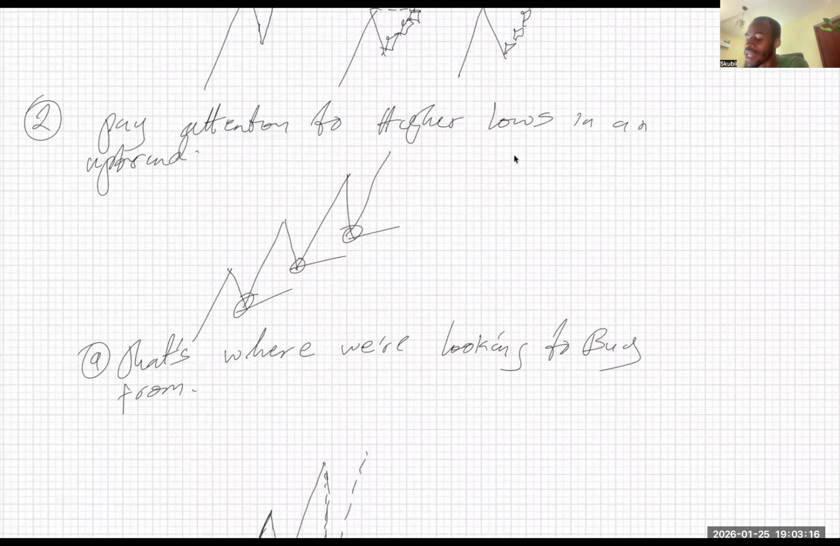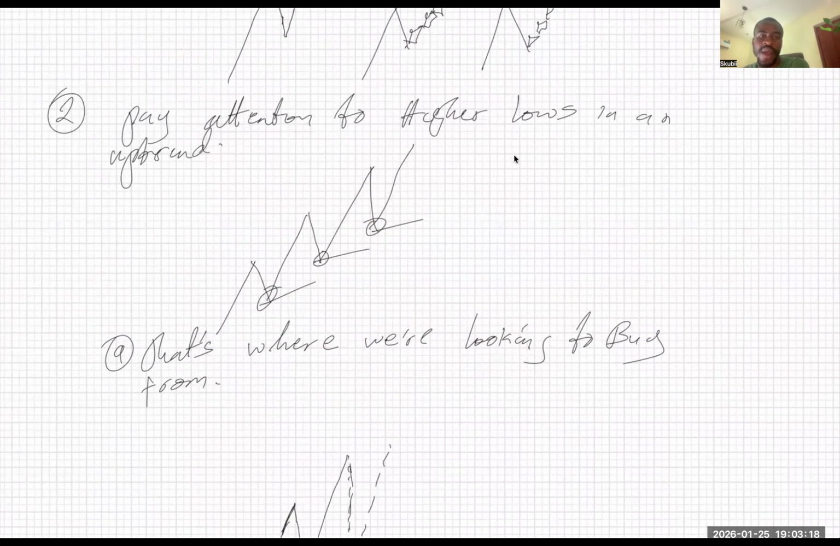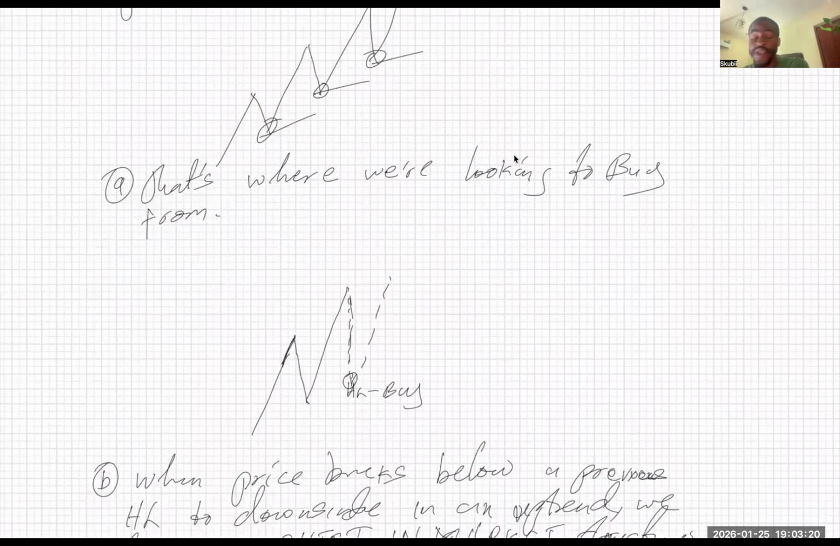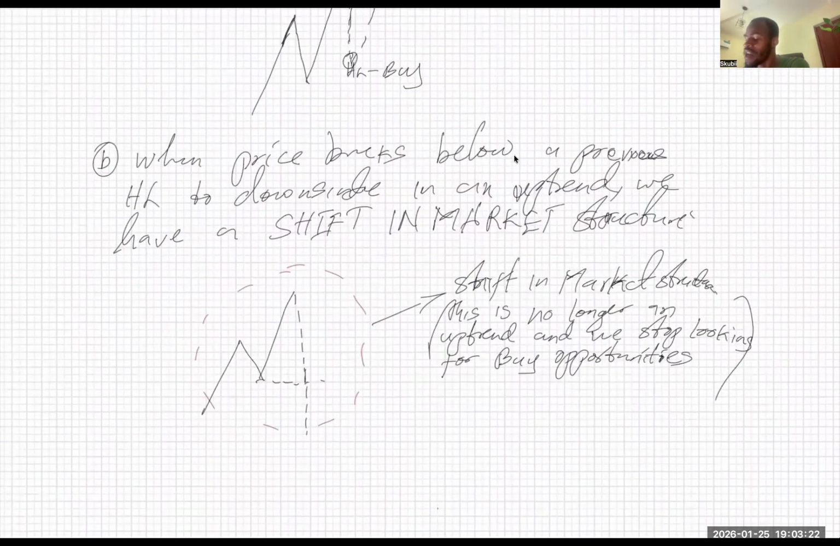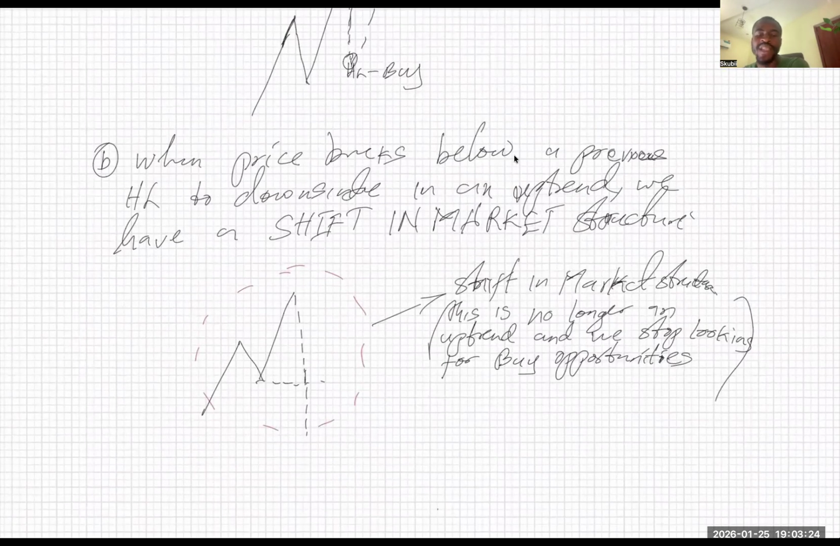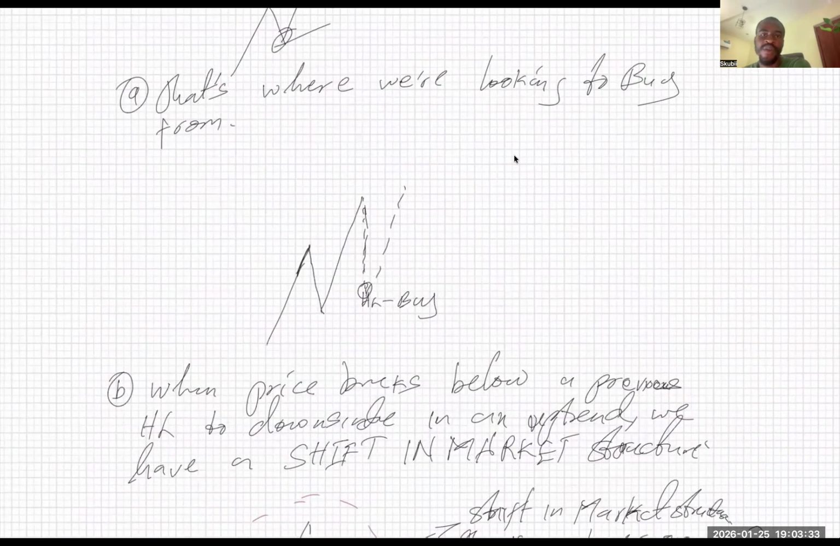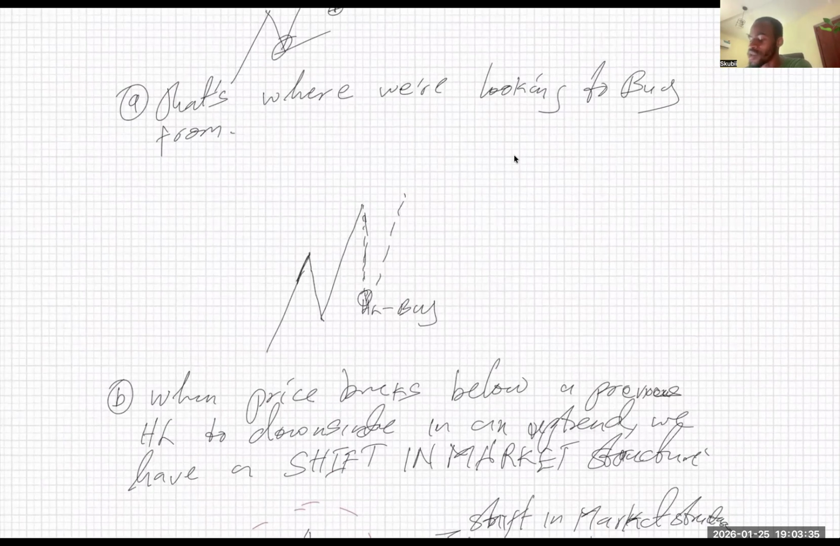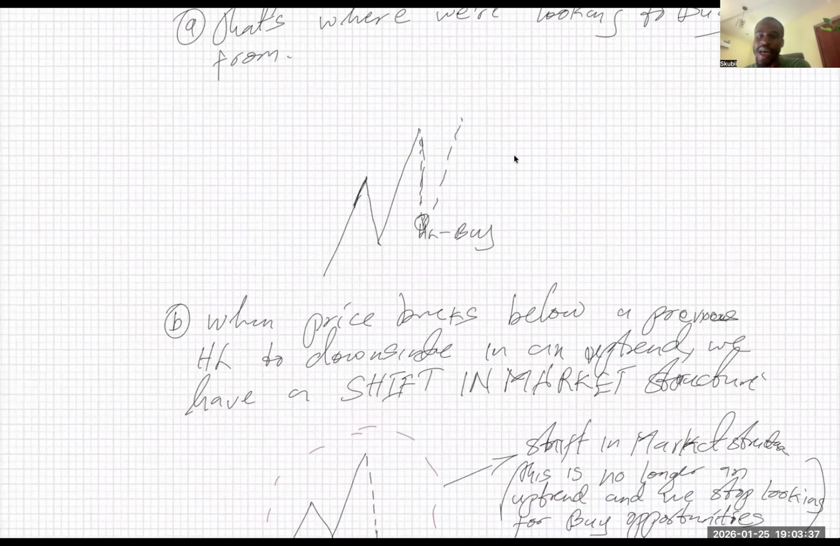Now, we're also paying attention to higher lows in an uptrend. Why? First of all, that's where we're looking to buy from. And then secondly, if price breaks a previous higher low to the downside in an uptrend, then we have a shift in market structure. That being said, let's jump on our charts and take a couple of examples. Please, if you have any questions, you can just drop them in the chat box and I'll look to answer them.